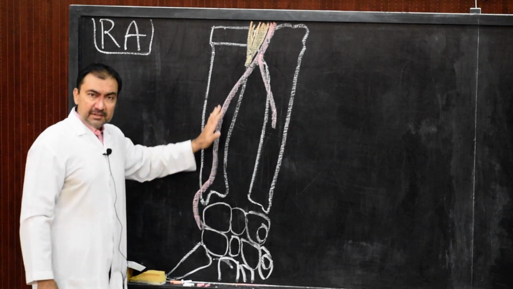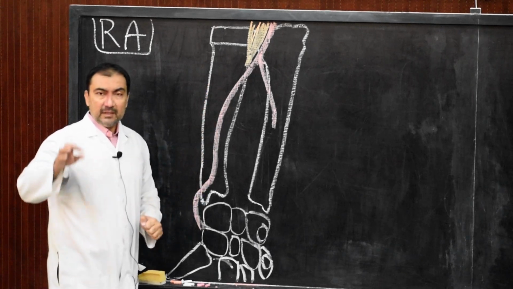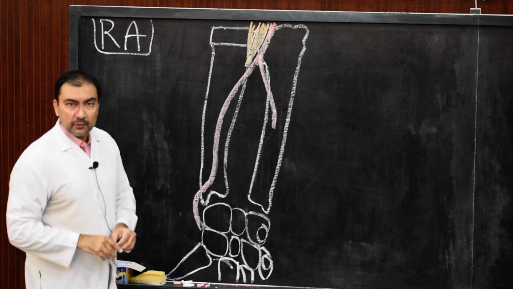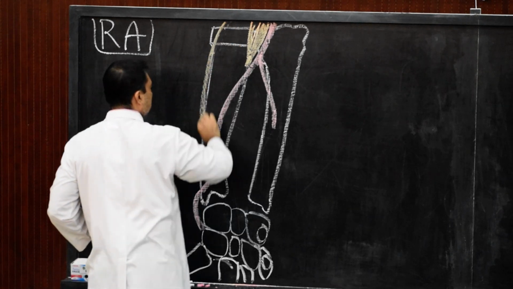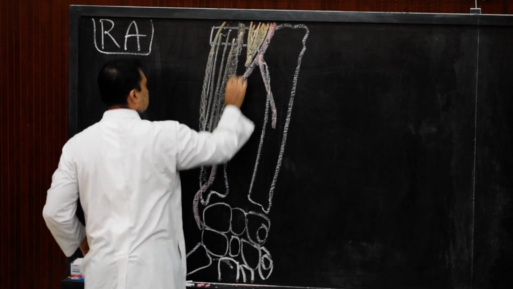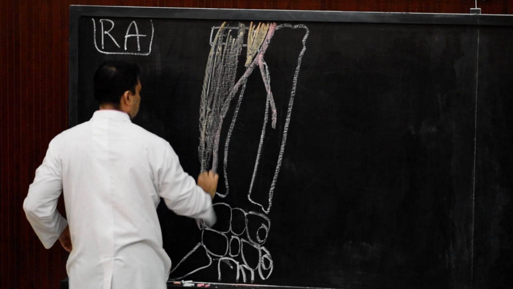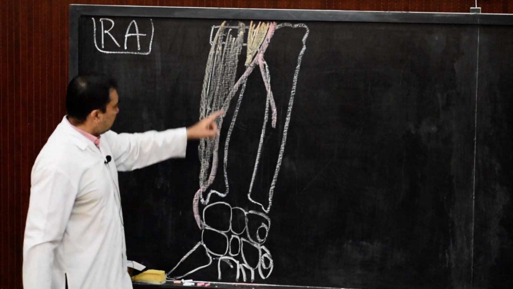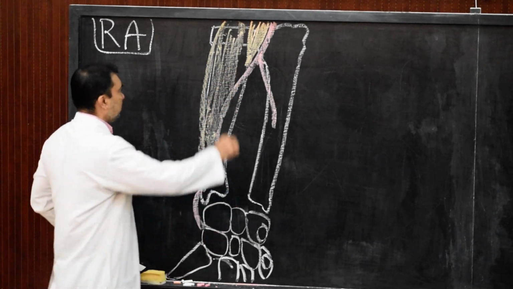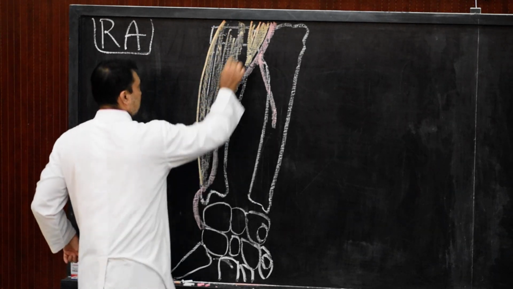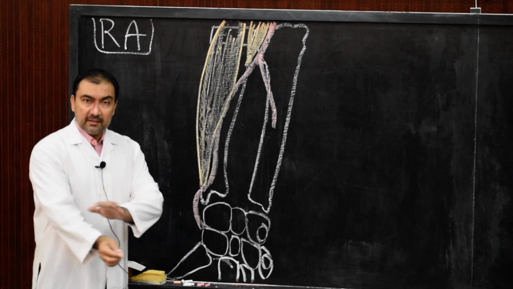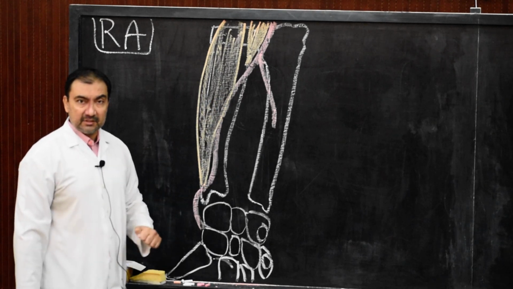Now here, relations. In the relations of this entire course of radial artery, number one, laterally it will be accompanied by one strong muscle of the forearm, and that muscle will be, if you draw this muscle over here, brachioradialis muscle. Now this brachioradialis muscle will also overlap radial artery in upper part. This is brachioradialis muscle. So laterally it is always related with the brachioradialis muscle.